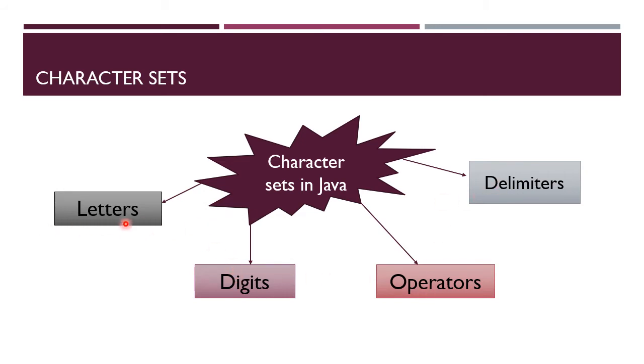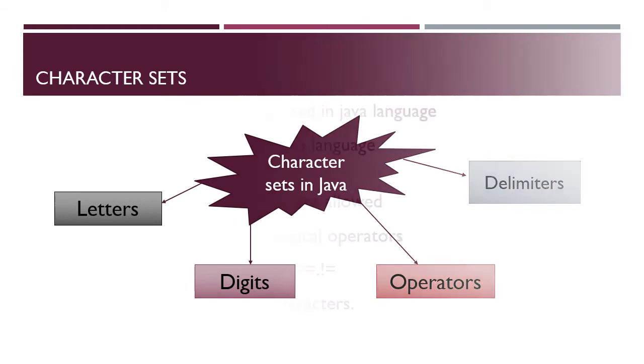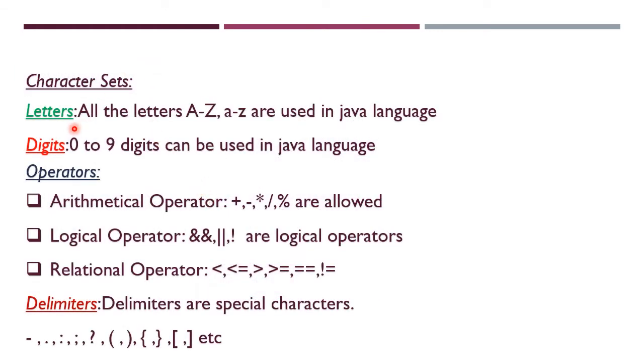Letters. Can you guess what letters are allowed in Java programming? Letters A to Z, that is big letters or uppercase letters, capital A to capital Z, and small case letters, small a to small z, are used in the Java language. Only these letters are allowed. And digits, 0 to 9, can be used in the Java language.